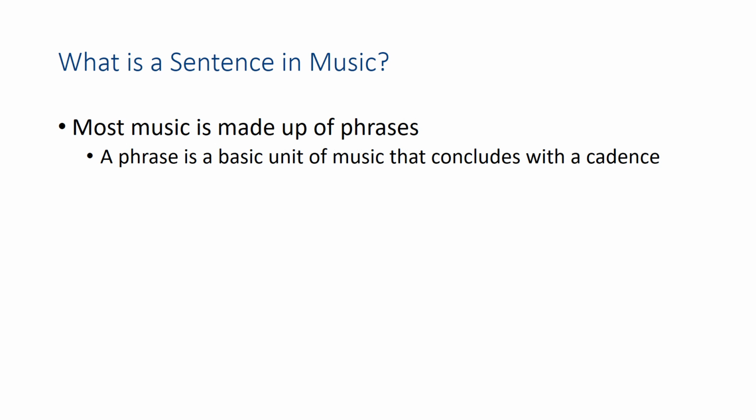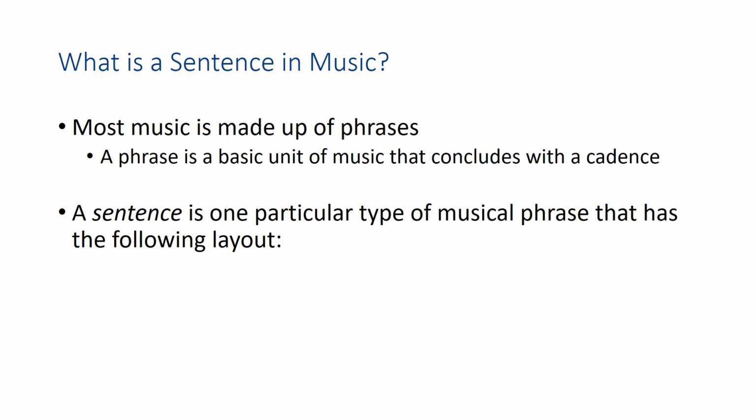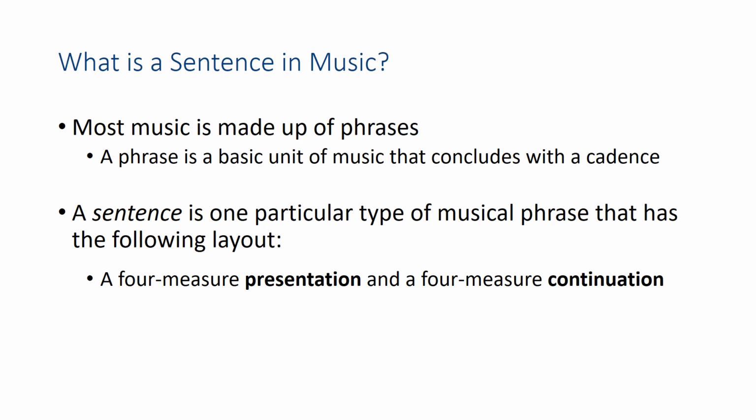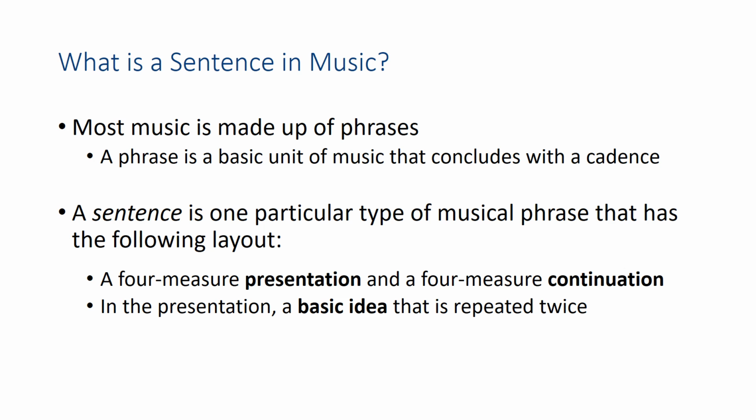So, what is a sentence in music? As we've talked about, music is made up of phrases, which is a basic unit of music that concludes with a cadence. And a sentence is one particular type of musical phrase. It has a very specific layout, though, so if the phrase has this layout, it could be a sentence. First you hear a four-measure presentation, and then a four-measure continuation. And there is a basic idea in the presentation that is repeated twice. So you hear a basic idea 2 times in the presentation, and then the continuation ends with a cadence. So that is the form of a musical sentence.